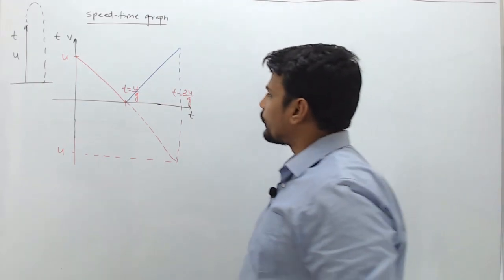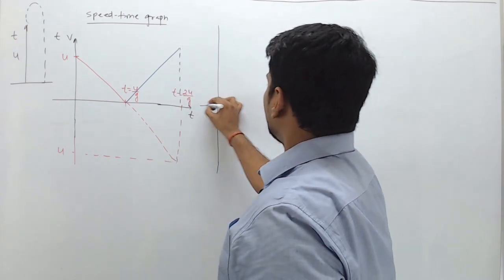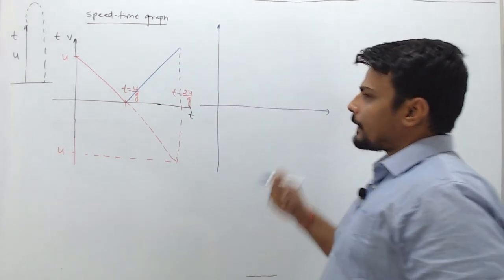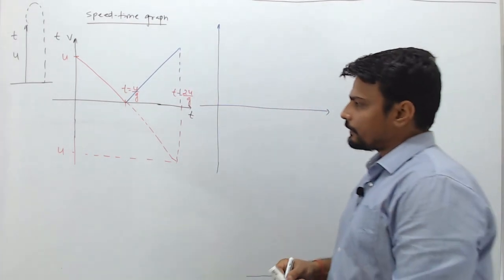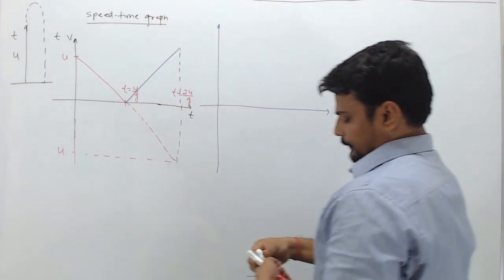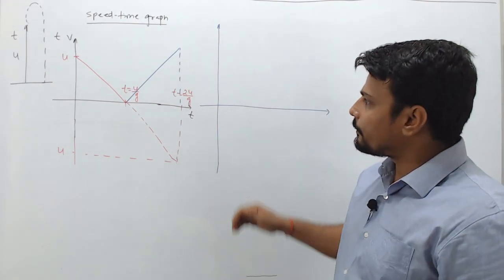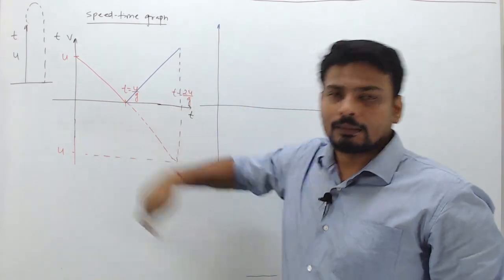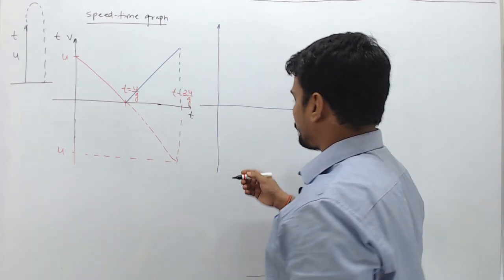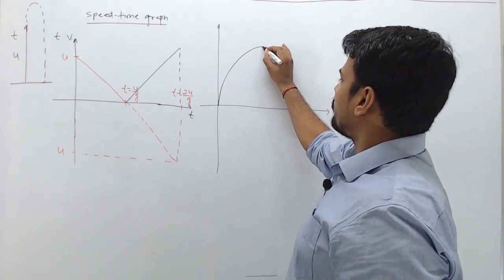Okay, great. So let's first of all draw the displacement time graph. If you remember the displacement time graph, the body initially was going upward in the positive direction, and it was decelerating, because the acceleration was in the negative direction while the velocity was upward, so the body was slowing down. So the graph, if you remember, was like this, and in the second half, it was like this.